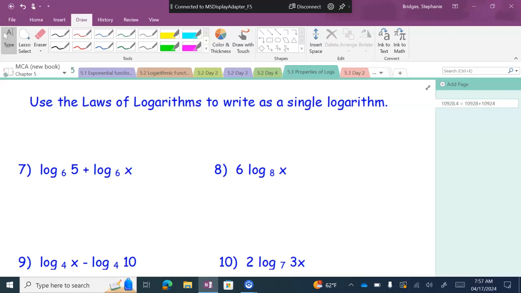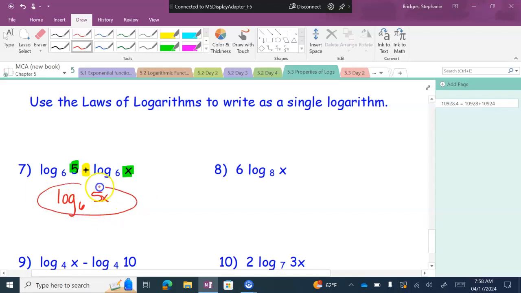So when we do this, the very first thing I want you to look for is, do either of my logs have a number in front of them that needs to move as an exponent? No. Okay. Then what I'm going to look at is the operation. My 2 logs are being added. What goes with addition? Multiplication. So to write these as one, I'm going to write one log. The word log one time. I'm going to keep the same base. And then I take the arguments, the 5 and the x, and I multiply them. What is 5 times x? 5x. And that is all I do. That is my single logarithm. So we're basically just going backwards from what we just did.